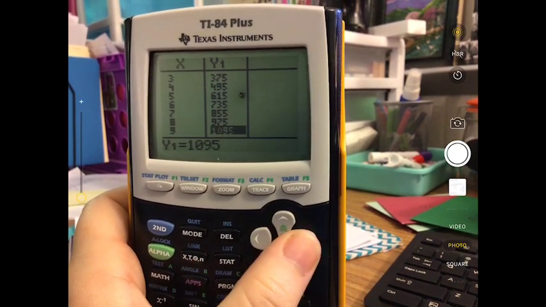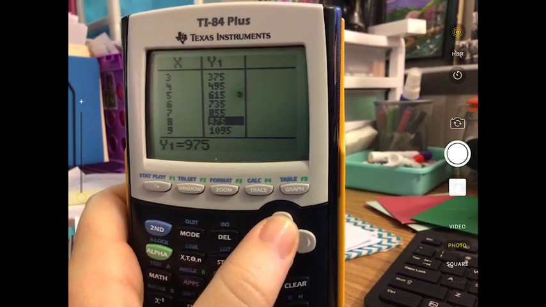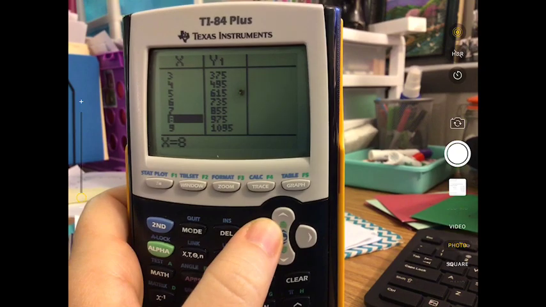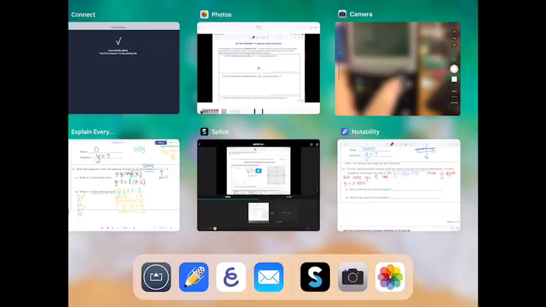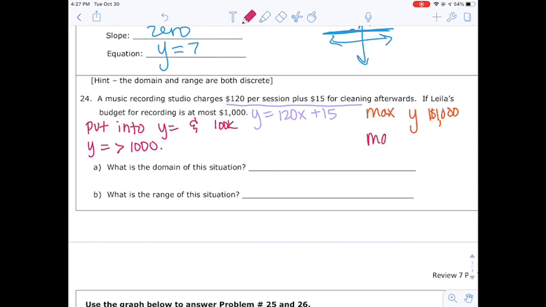At 9 sessions, I have spent more money than I have. So this is the most sessions I can get in for $1,000, which would be 8 sessions. So my max Y is $1,000. Therefore, my max X is going to be 8.